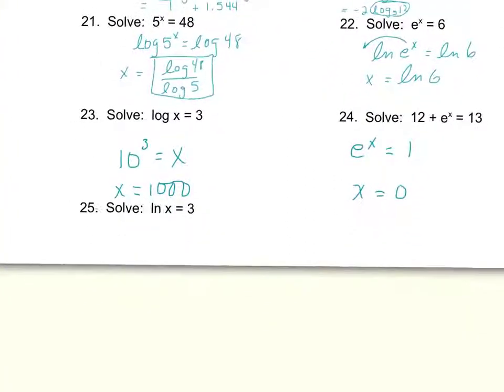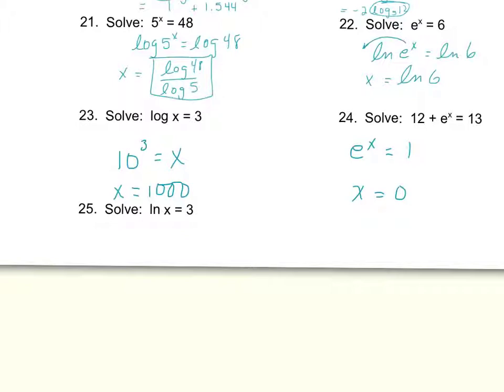And then 25, the last one, we'll squeeze it in here, says e to the third power equals x. And so that's what x is. And you can grab your calculator and get a decimal answer for that if needed. And that's it. Hope this works.